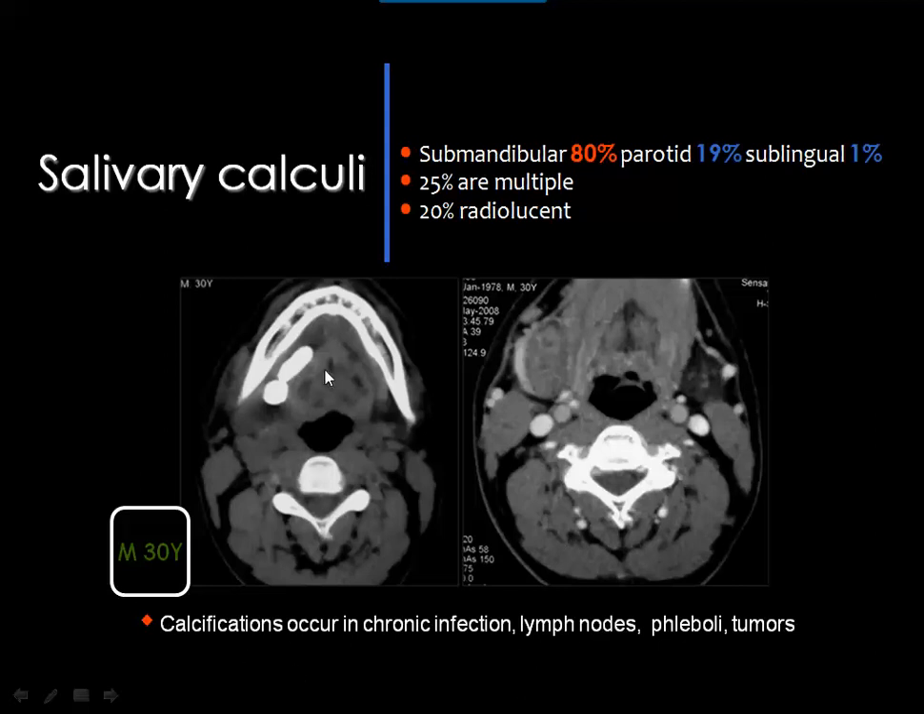And here you see two very big stones in the region along the course of the right submandibular salivary duct. If you look here, you see that the submandibular salivary gland is enlarged and it is more dense compared to the left submandibular salivary gland. One of the important issues is to look at the overlying fat planes. Then you can see some stranding or dirty appearance.